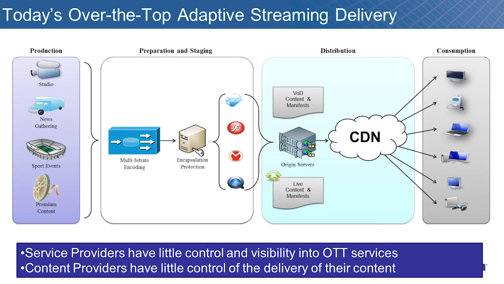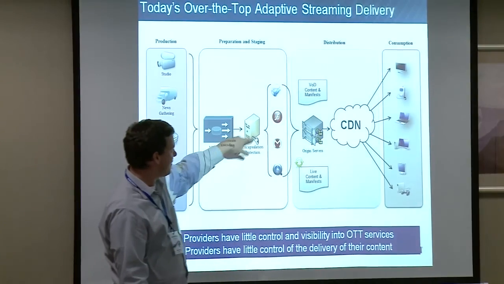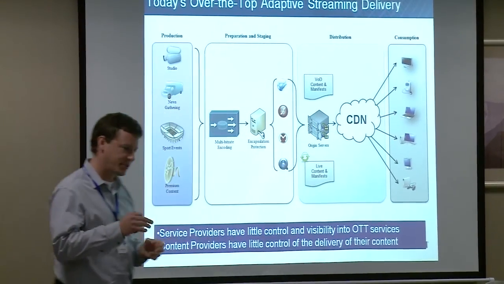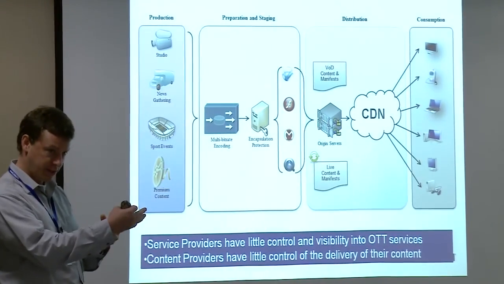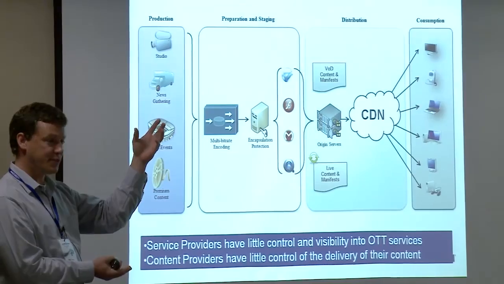This is a typical end-to-end system today. So you have all of the content being produced. You have a device that does this encoding that creates all these different versions. And then you have a thing which does the encapsulation. So this actually puts a wrap around those chunks, the segments, and creates that manifest file.